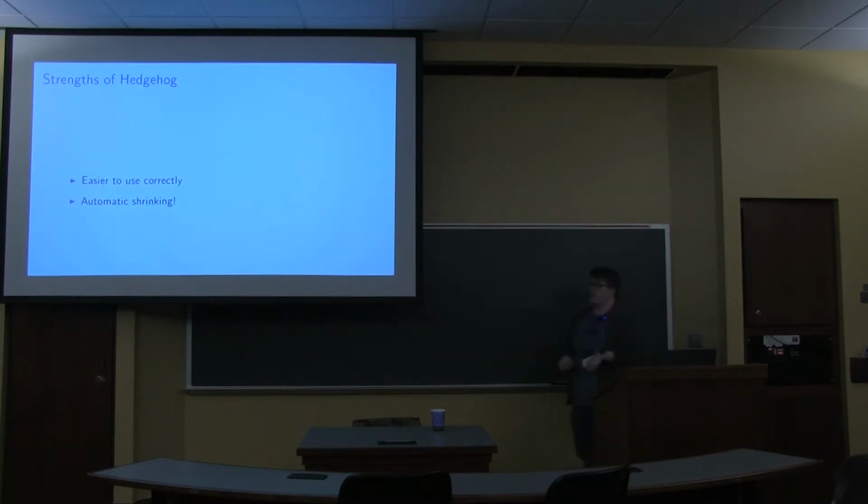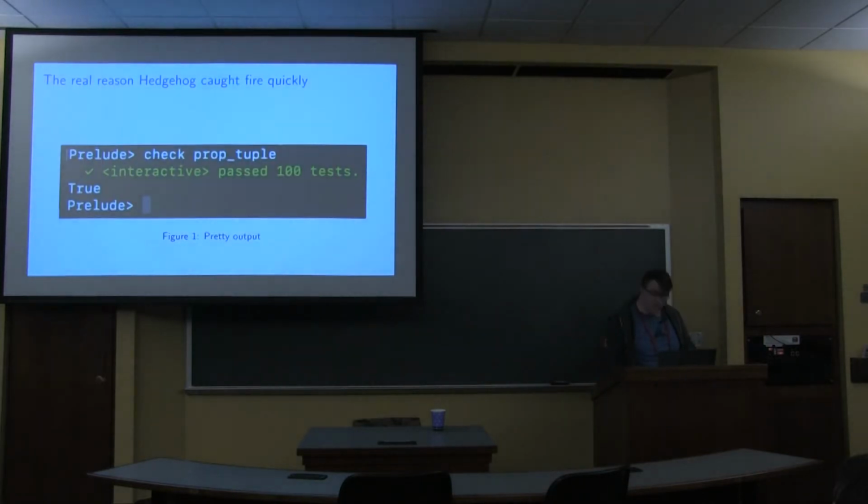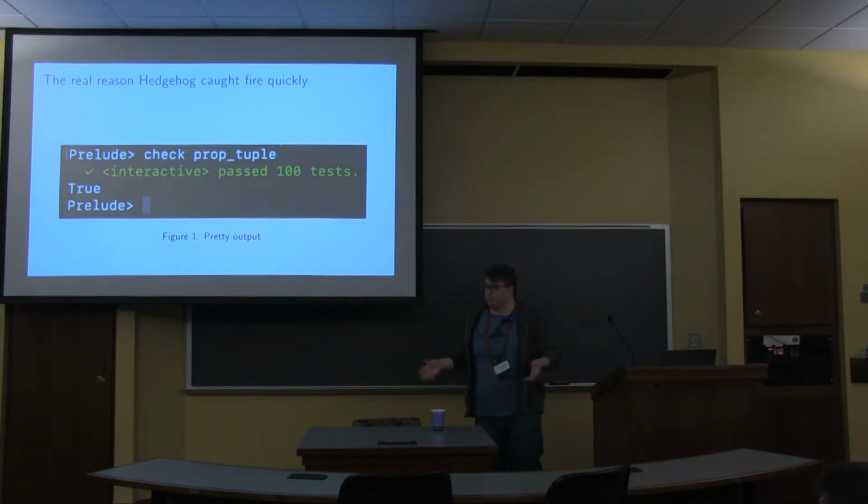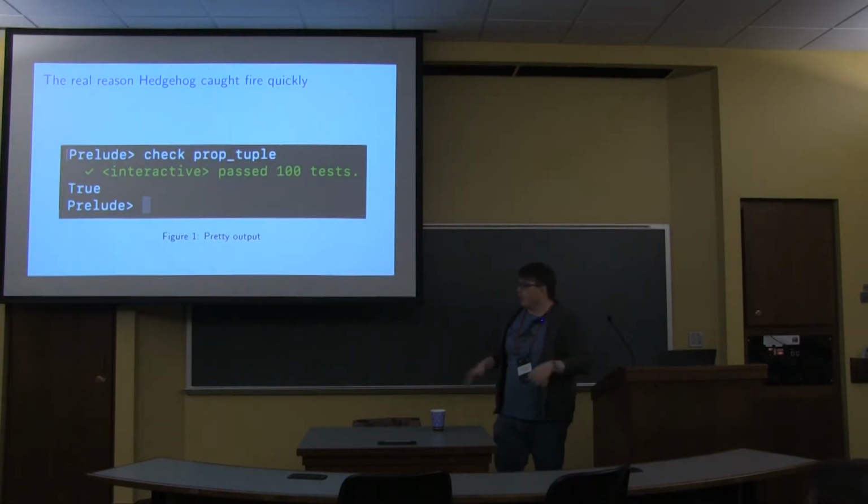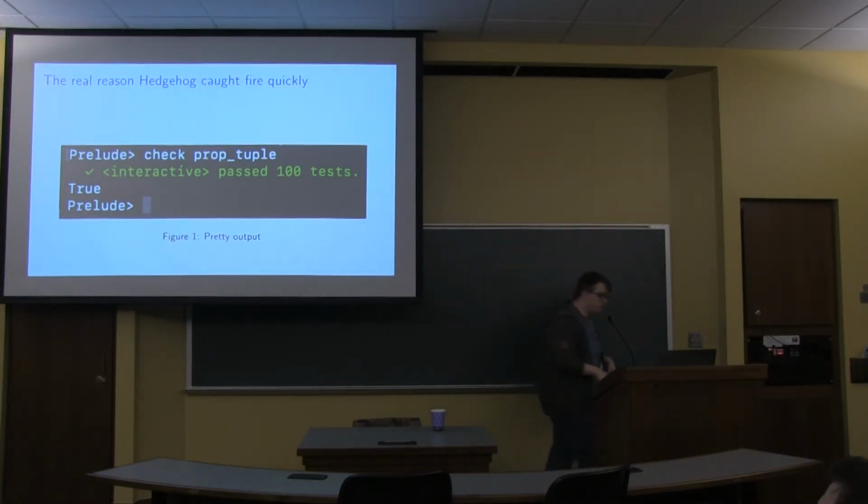It is a lot easier to use Hedgehog correctly and not get properties that do things that don't make sense. And the automatic shrinking is actually really important. Just yelling at programmers to do stuff they're not doing, it's like abstinence education, but for software project management. Doesn't go anywhere, there's no point, just bake it into the tools or it's never going to happen.